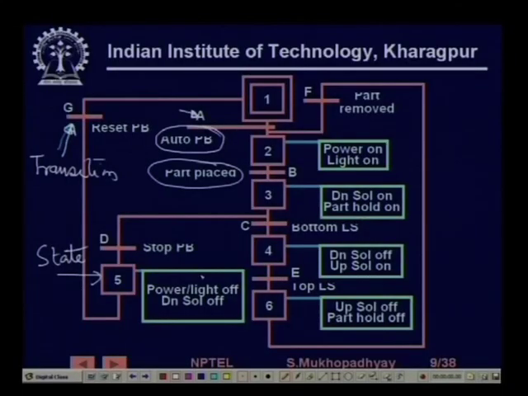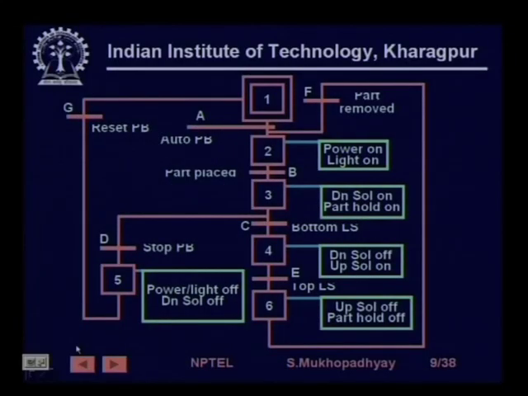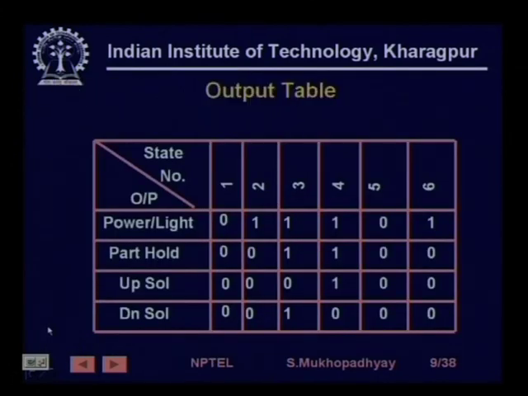This is what we call the state transition diagram, and these are the outputs which are exercised in different states. That is also captured in what is known as an output table. The output table says that among the four outputs that we have, namely power light switch, part hold, up solenoid and down solenoid, what their status is, whether they are on or off in the various states.